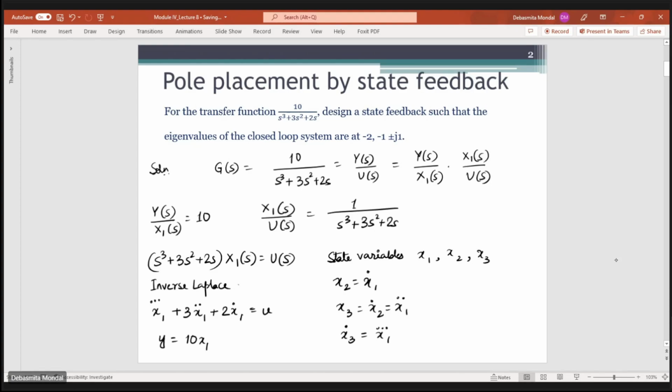So from this equation you will write x3 dot plus 3 multiplied by x3 plus 2 multiplied by x2 is equal to u. This is your one differential equation. The other differential equation will be x1 dot is equal to x2, and the third one will be x2 dot is equal to x3. So you have three differential equations, so you can simply write the state equation.